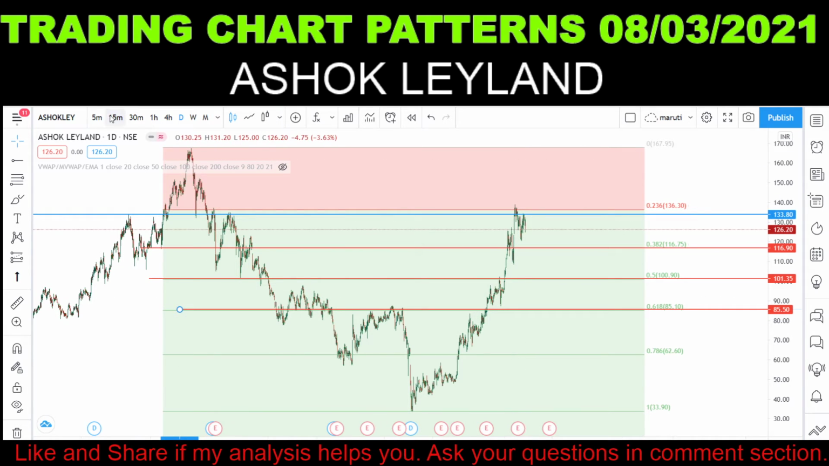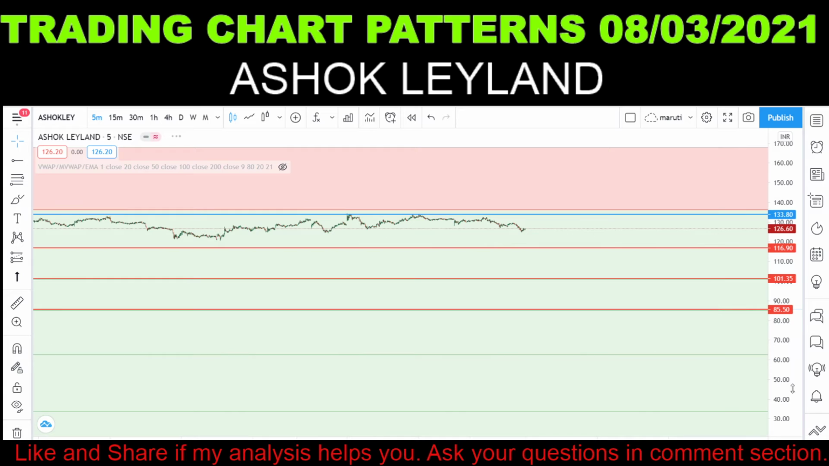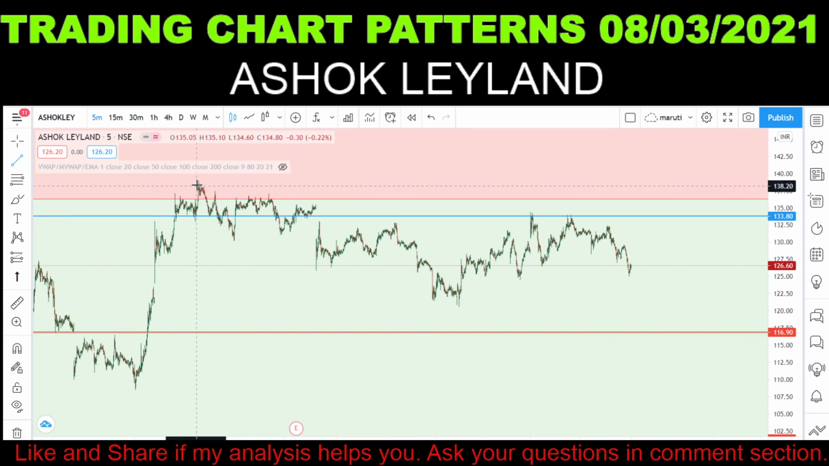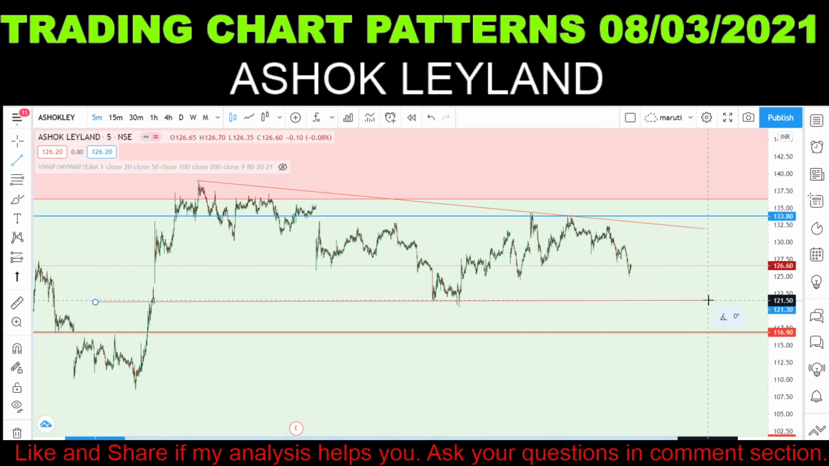And for intraday, if you want to trade this stock, then I have told you, see, this red line is acting as a resistance and this region is acting as a support. The stock is trading between this region. So as soon as it goes and hits this, it will take resistance and fall. If it goes towards here, then it will take support and bounce back, or if it breaks this support, then 116.9 will act as a support region for this stock.